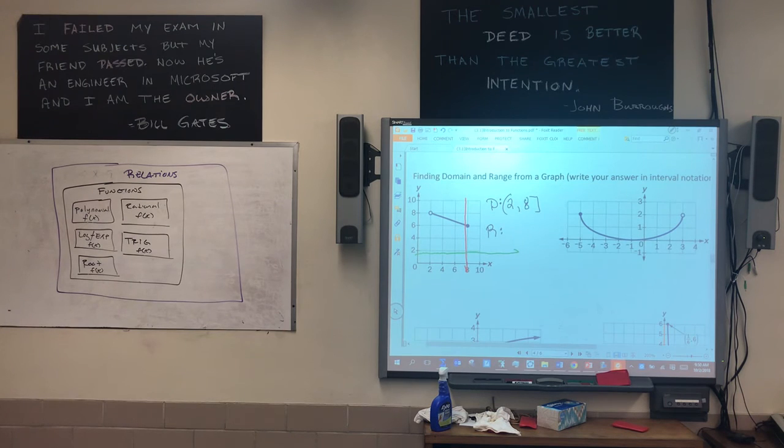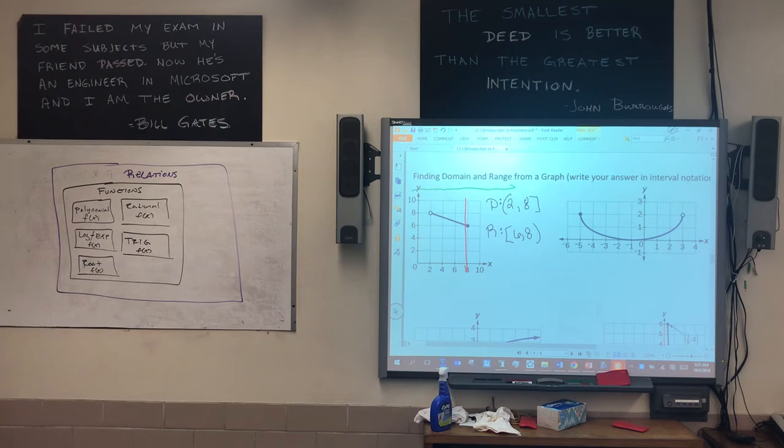As I move that, what is the first y value that my graph comes across? 6. Do I include 6? Yes. So 6 is included. Now what would be the last y value that comes across? 8. Do I include 8? No. So there are my domains and ranges.